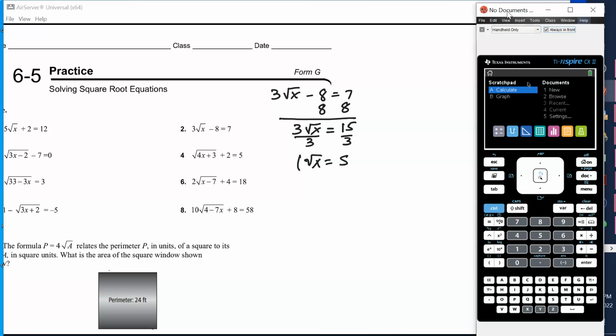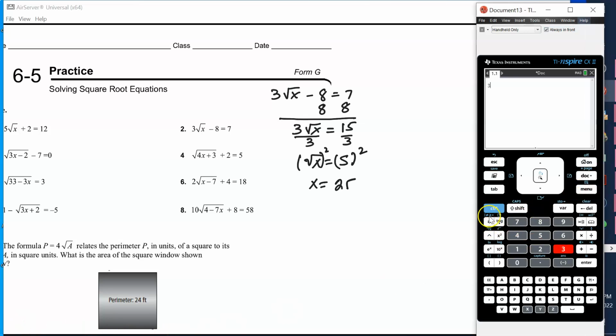Once again, you're going to square the left side and the right side. So you have x equals 25. And remember that if you want to check, you're going to substitute. So you have 3 control x squared of 25 minus 8, and that should be 7, it is, okay?